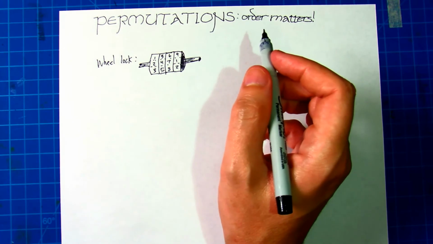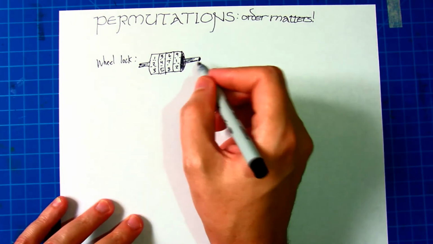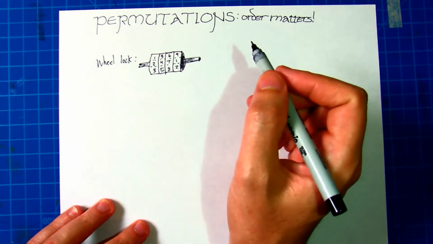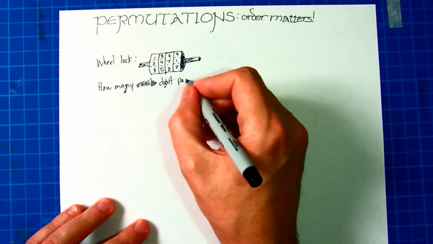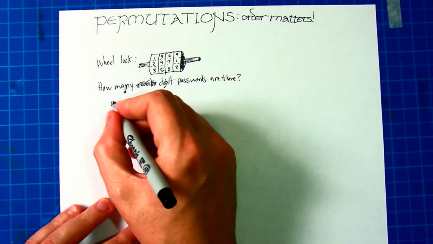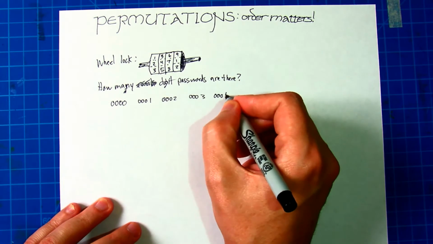Of course, you probably don't want to use one of those anymore because you could just clip the cable very easily. They're not very secure. But you might ask, how many combinations on this lock are there? But we probably don't want to use the word combination. Let's say, how many 4-digit passwords are there?